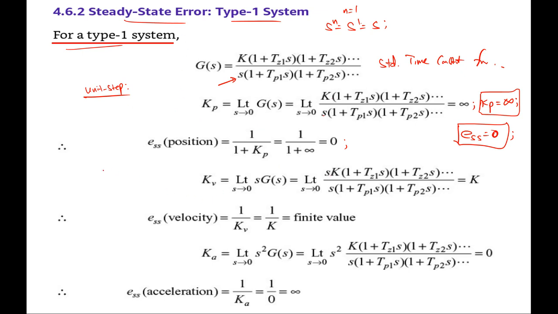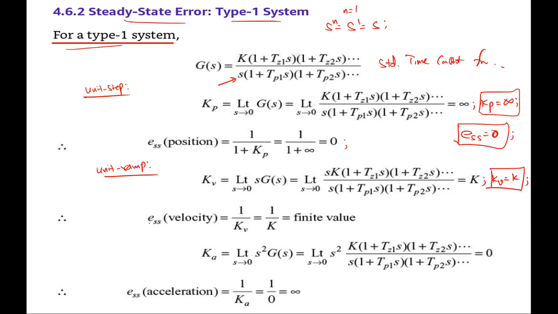Next, if it is unit ramp, find out the velocity error constant, limit s tending to 0 of s into G of s. This entire thing is G of s, s into G of s. So s will get cancelled, substitute s equal to 0 here, so I am left with only K. So I am getting K. The velocity error constant is K, it depends on the system gain K.